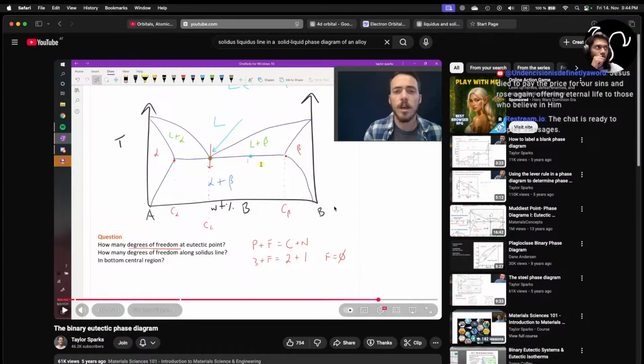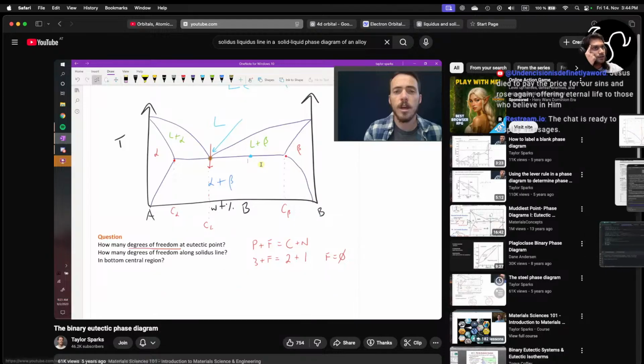So what were we doing? Yep, the binary eutectic phase diagram.